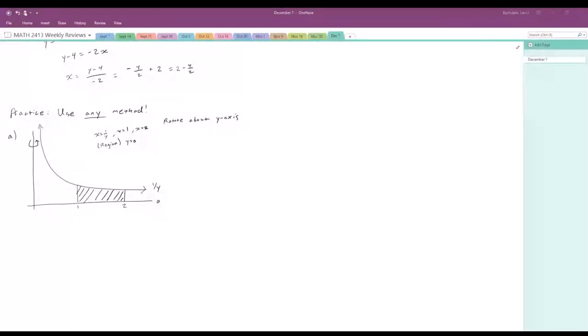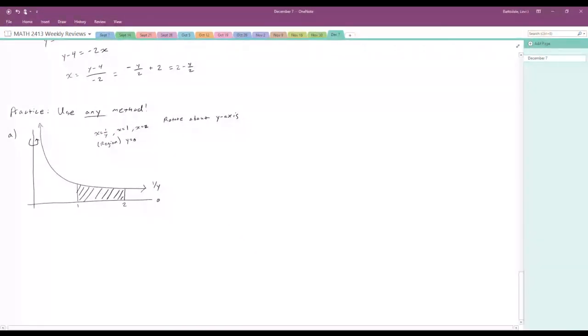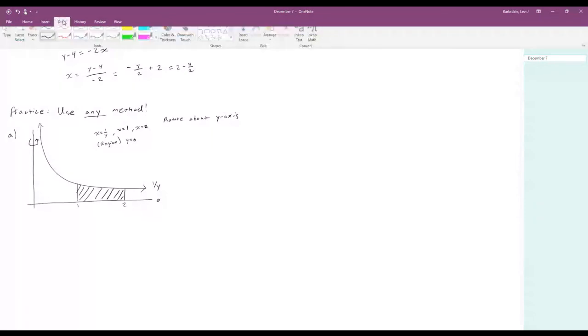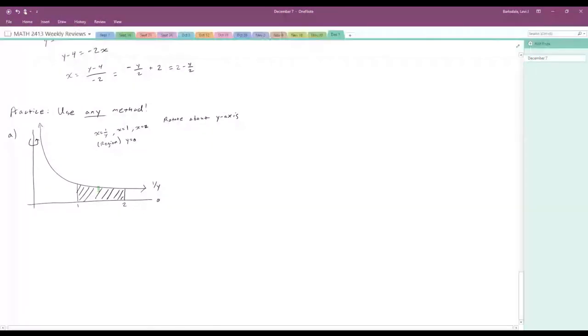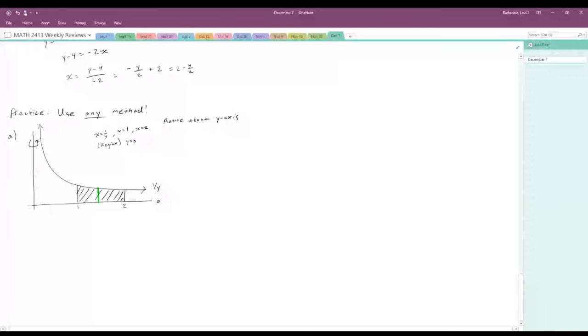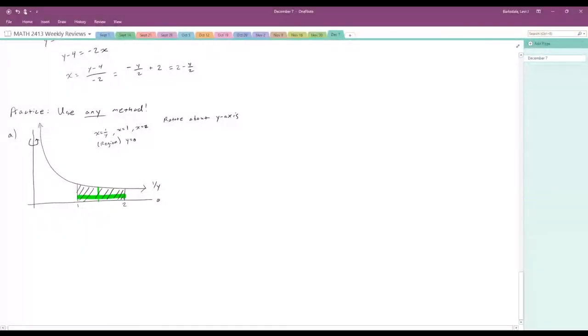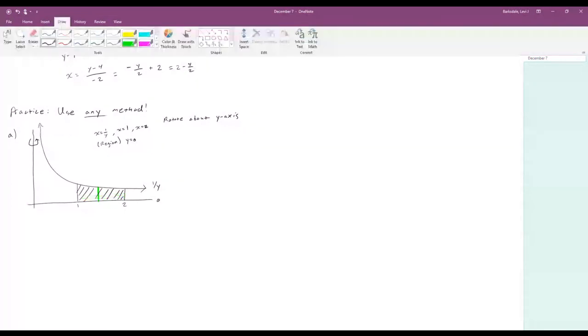All right, let's actually just run through this one really quick. First off, let's talk about how we can decide which method we want to use. In either method, we're going to need some kind of height representation. So we can either use a vertical bar like this, or we can use a horizontal bar kind of like this. Well, one of these is definitely going to work a lot better than another. I'm going to say that a vertical bar is going to work a lot better.